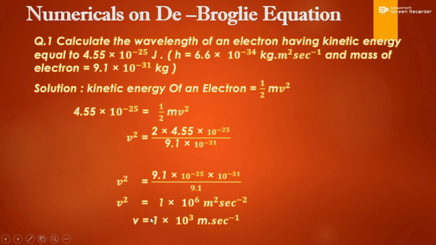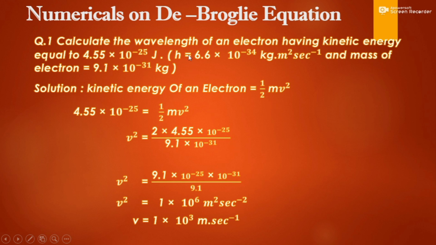Then this is v square, but we have to calculate the velocity of an electron. After taking the square root we get the velocity v. Taking square root from both sides, the square root of v square is v, which is equal to square root of 1 is 1 into square root of 10 raised to 6, it is 10 raised to 3. Then square root of m square is simply m, and square root of second raised to minus 2 is simply second inverse or per second.